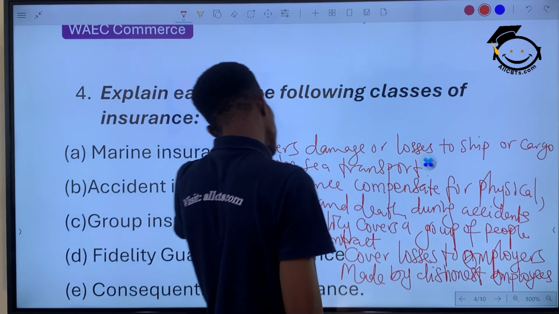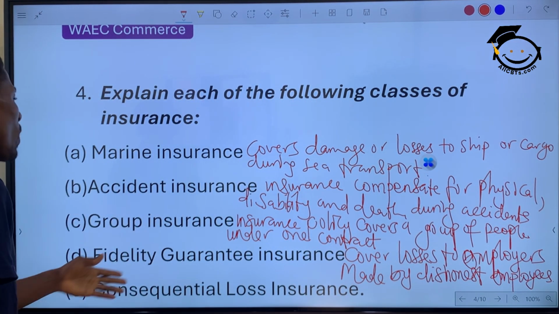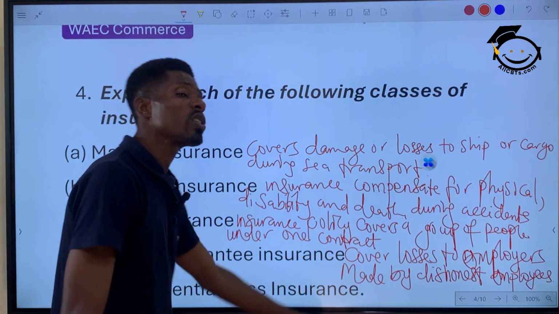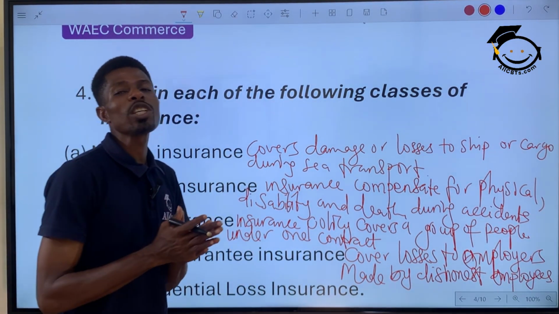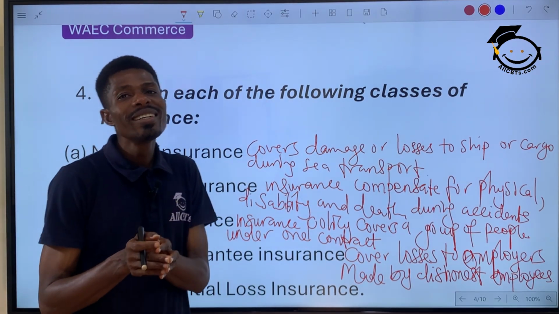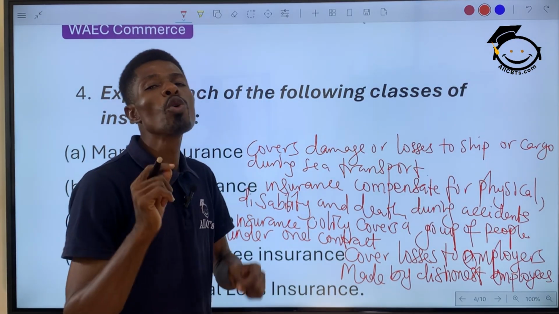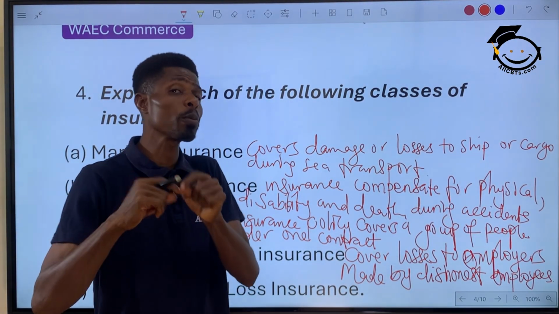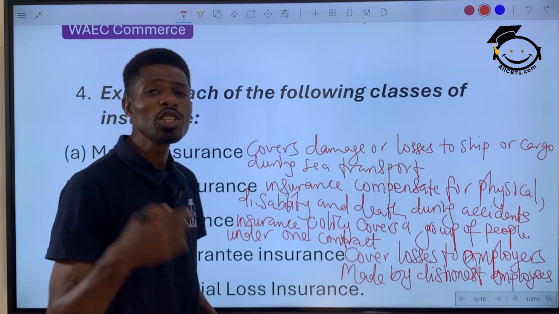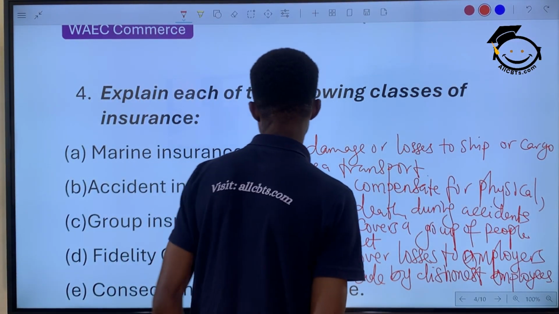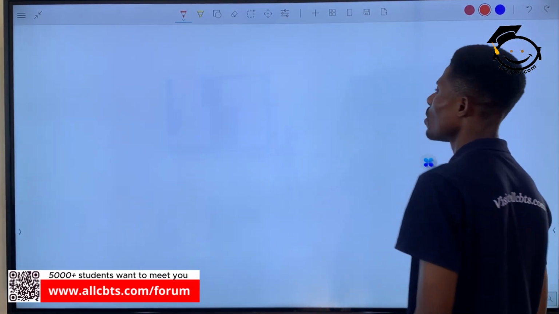All right. So the last one we have is consequential loss insurance. This talks about insurance against financial loss during business interruptions after an insured risk. So that's the last one we have. Let's go to the next question.